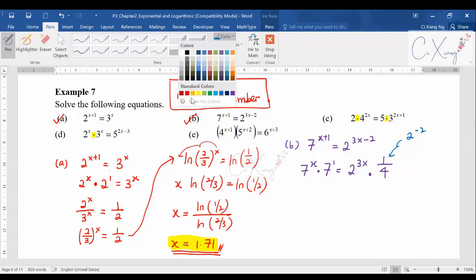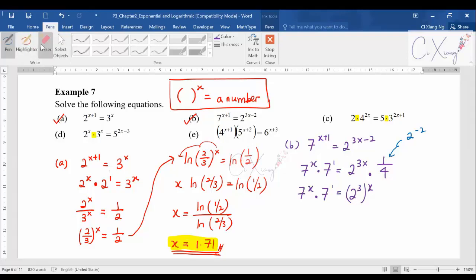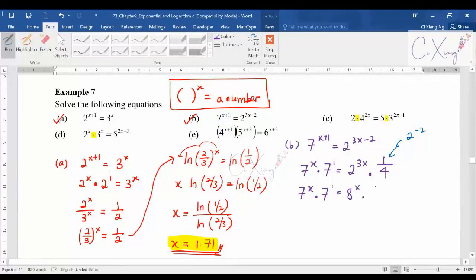Now let us talk about 2 power 3x. The 2 power 3x, I can write as 2 power 3 and then multiply with x. This is the power on power rule. And if you expand 2 power 3, it will be 8. Eventually you have 8 power x, so this part is 8 power x, then multiplied with 1 over 4.